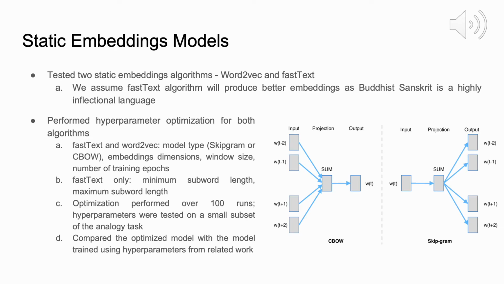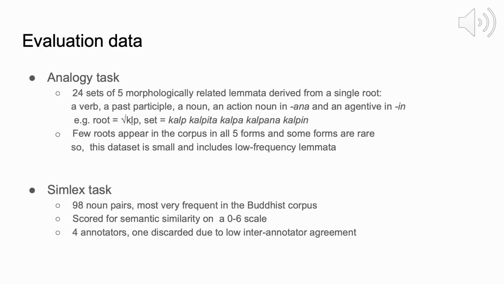For static embedding models too, we tested two different algorithms, fastText and word2vec. For both, we performed hyperparameter optimization and compared the optimized model with the model trained using hyperparameters from related work. More on this later on. We evaluated our models on two tasks, a morphological analogy task and a semantic similarity task.